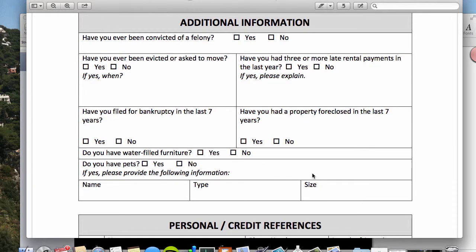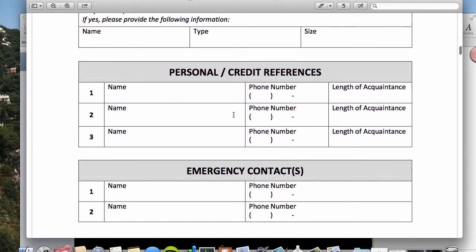Additional information, this is more the criminal background, right? Having them straight up say if they've ever been convicted of a felony, have they ever been asked to be evicted, rental payments, those sorts of things. So this is all information that, again, you have a right to know, and you can follow up on that information with your tenant or with previous owners or previous property managers or anything like that, to give you more information about the person that you're going to be renting to.